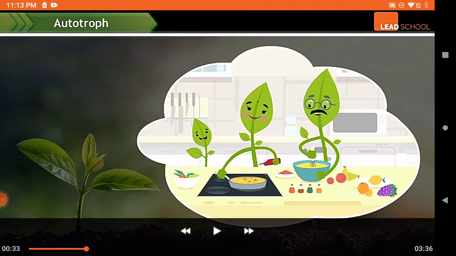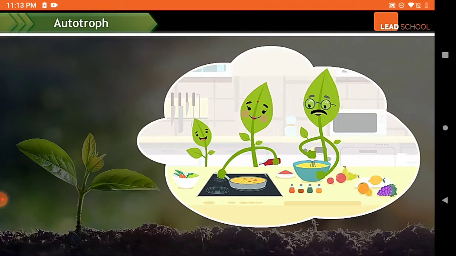So students, that is the first point. Plant is autotroph means they prepare their own food, nourishment or food, by themselves. So that's why plant is autotroph.